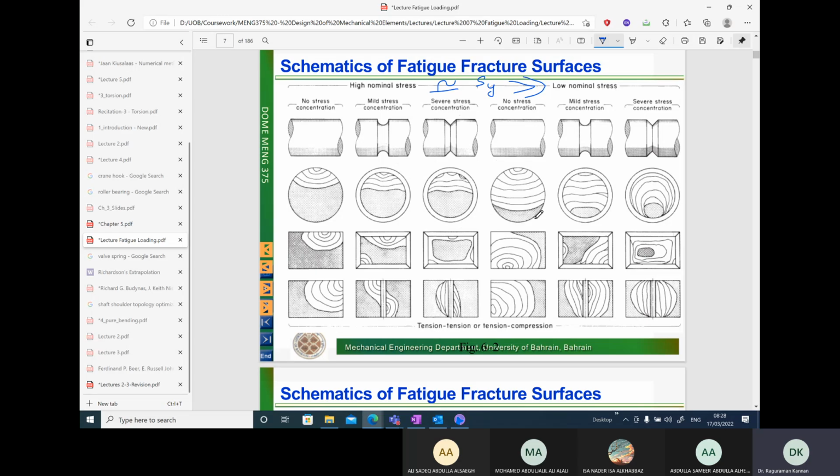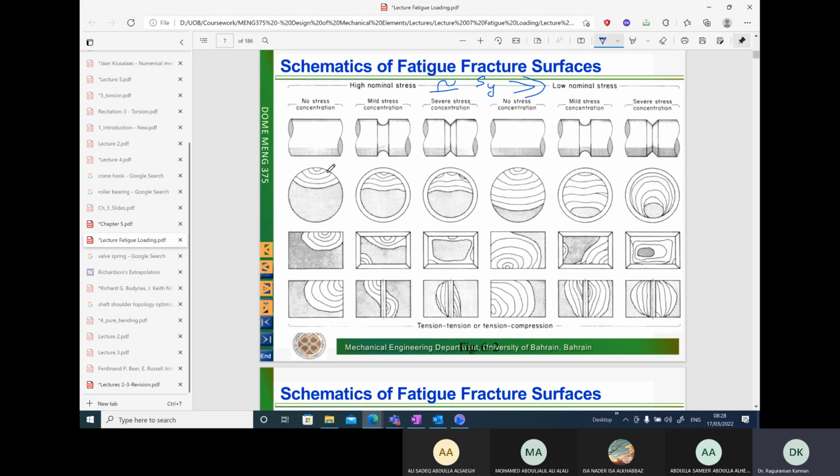So the sign is, you will see the final region where there are no beach marks and where you have brittle fracture. If it is small, then most probably it is low nominal stress in comparison to yield strength. And if you have a huge region which has brittle fracture, then you should know that it is a high nominal stress. Now, how do we know there is no stress concentration effect?